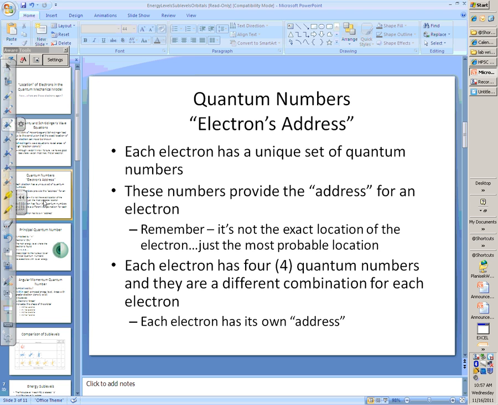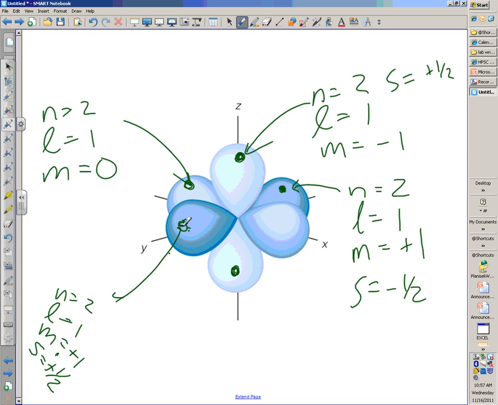Each electron has 4 quantum numbers, and they're a different combination for every electron. We're basically accounting for every electron. They have to all be different. Just like these two electrons right here, they live in the same city, same street, same house, but different bedrooms. Does that make sense? That's how we identify electrons. It's a lot, but it all works.